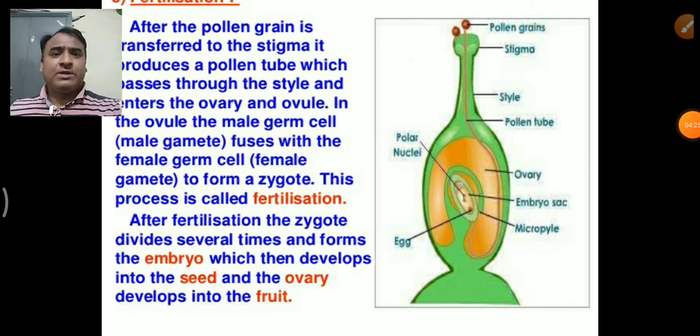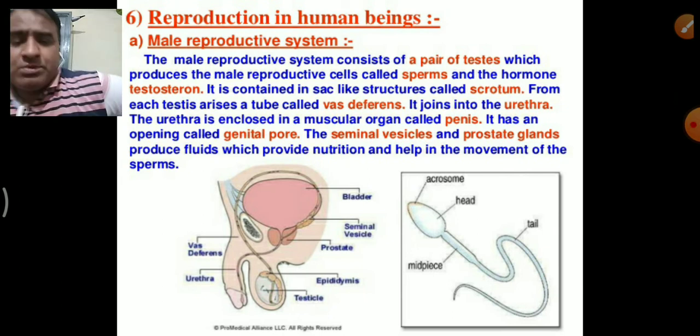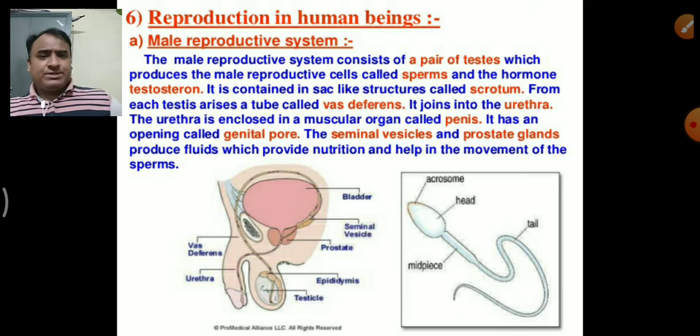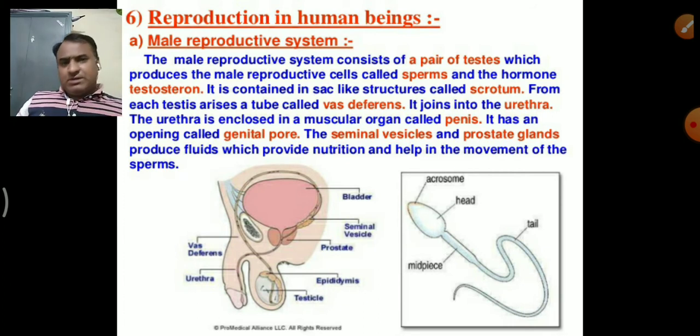Clear? Next, reproduction in human beings. As we know, in human beings the male sex organ is the penis and the female sex organ is the vagina. During sexual activity, the penis releases sperm inside the vagina. The sperm fuses with the ovum or egg in the fallopian tube and results in the production of zygote. This is known as sexual reproduction in plants or in animals. It is very easy.